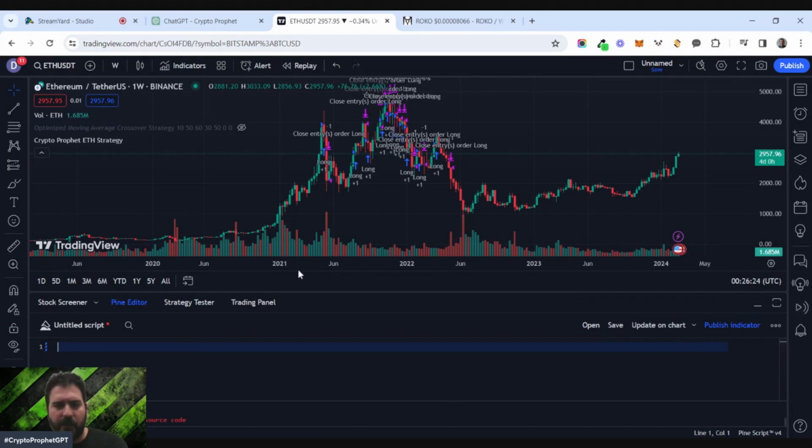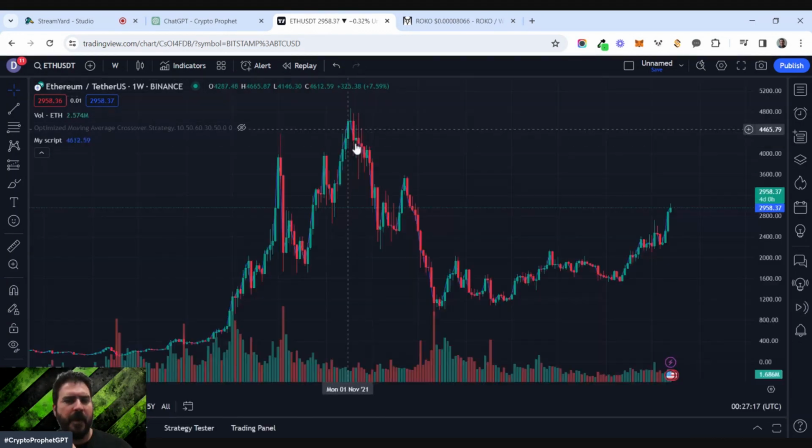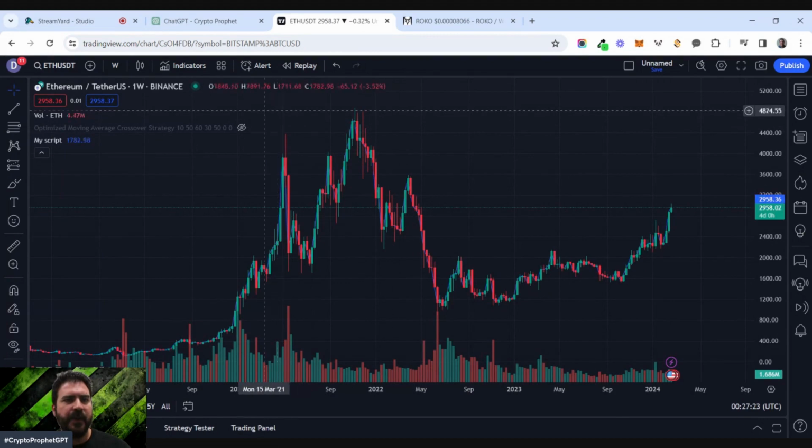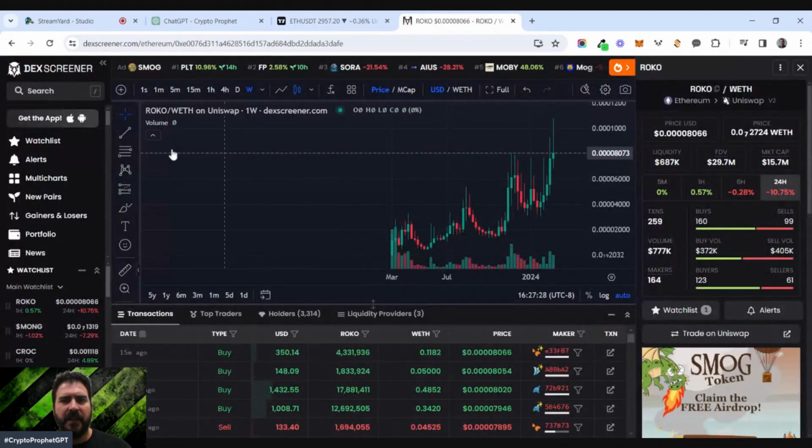We'll just leave it on there for now, okay? Now I want to go to a different chart here. So that was the Ethereum chart, right? The Ethereum weekly chart. Let's go to something a little bit more interesting. Let's go over to Dex Screener. I like this coin, Roko, R-O-K-O.